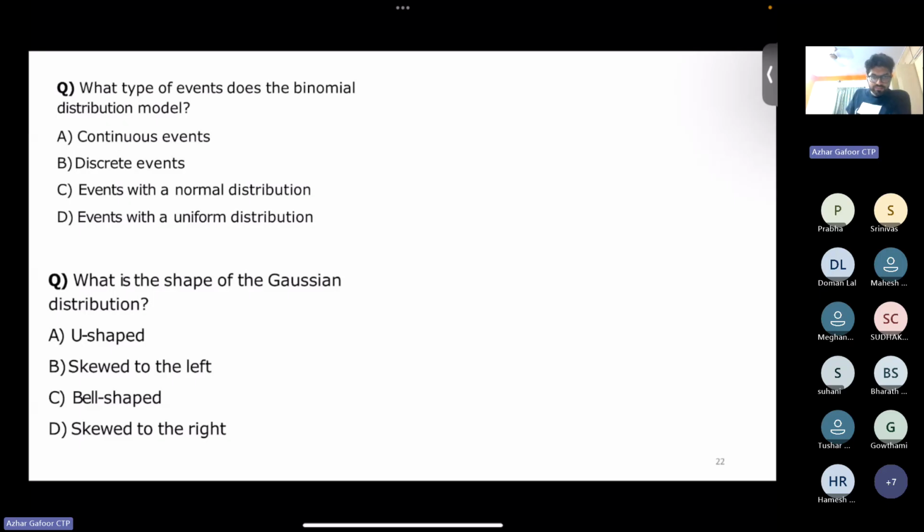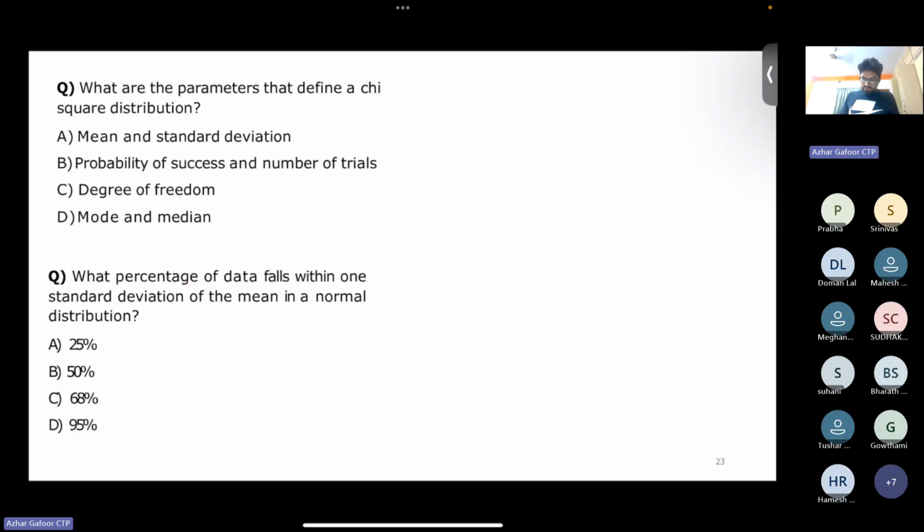So a few questions. What types of events, option B, discrete events, sir. Okay, and for the second question, bell shaped, sir. Option C. Yes. Okay, so then the next set of questions. For chi-squared, we use the degrees of freedom only.